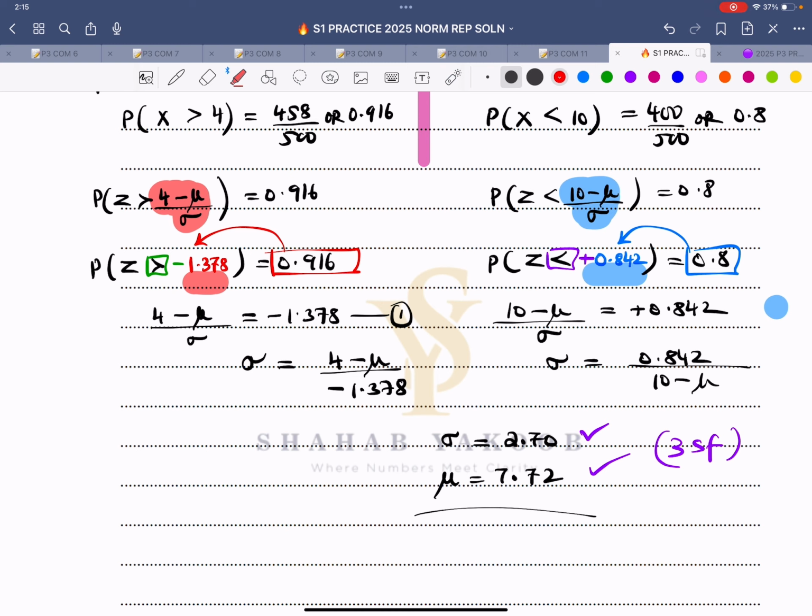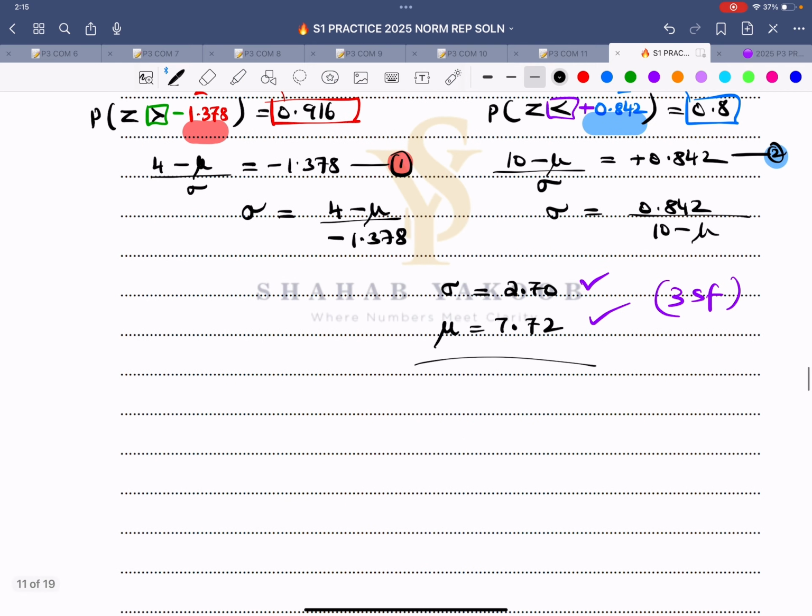This is the first equation over here. Let me write over here that this is the second equation. And then we solve it simultaneously. I made sigma the subject. Now I'll be equating this thing over here with this thing over here. I equated it and solved it simultaneously.